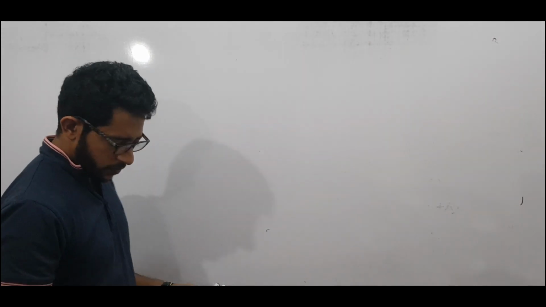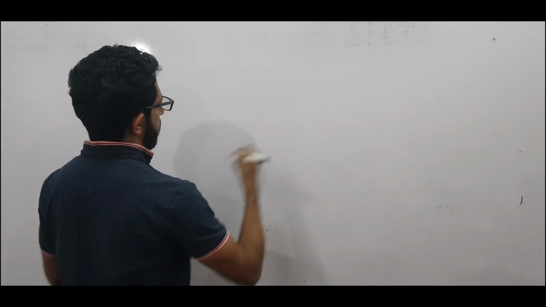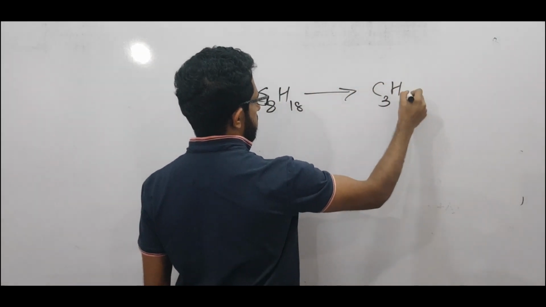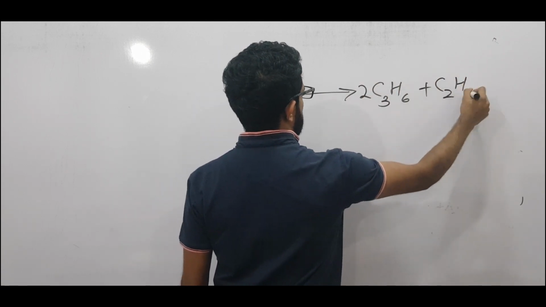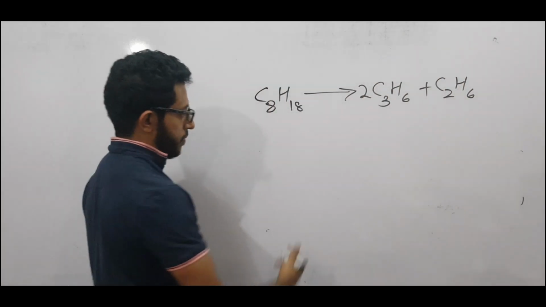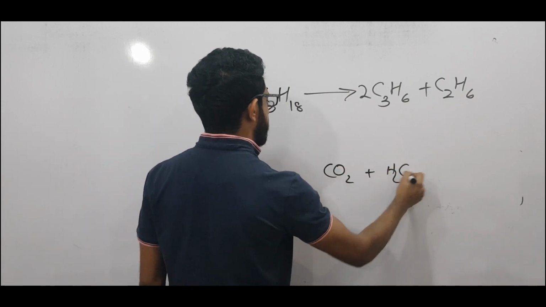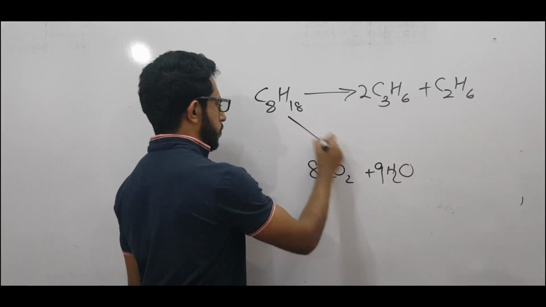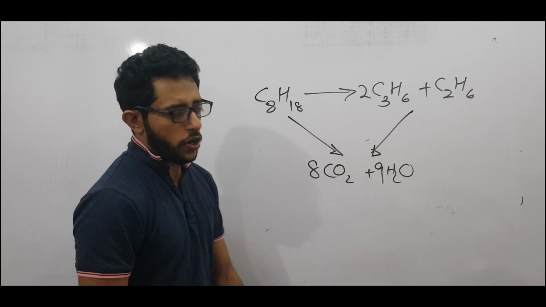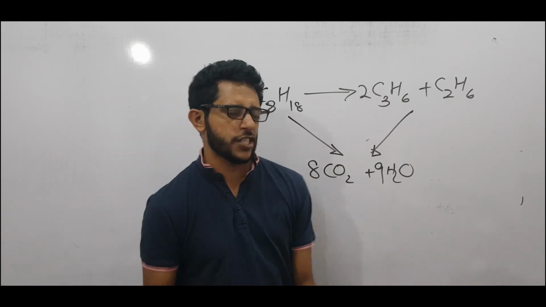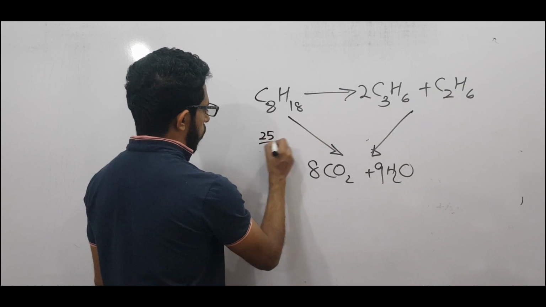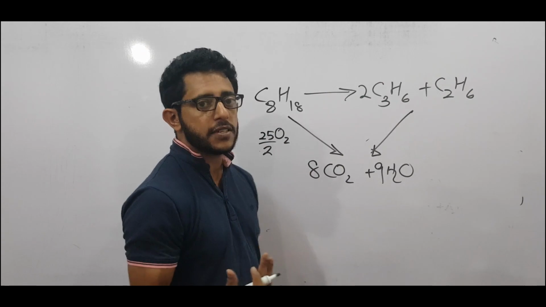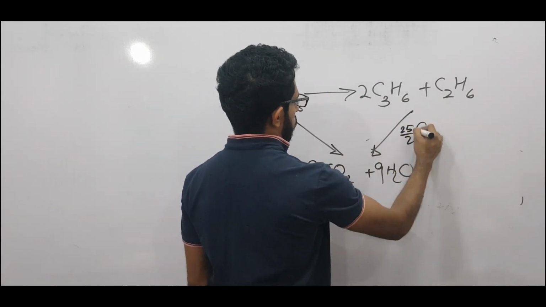So again, write the balanced reaction on top. C8H18 gives you C3H6 2 times plus C2H6. Combustion products at the bottom, carbon dioxide and H2O. Balance it, 8 carbon, 18 hydrogen, so 9. Then draw arrows from top to bottom. Then oxygen, 18 into 2, 16, 16 plus 9 is 25. So you have to have 25 over 2 O2, because O2 is there. You need only 25 oxygen atoms, so 12.5 is enough. This side also 25 over 2 O2, right?